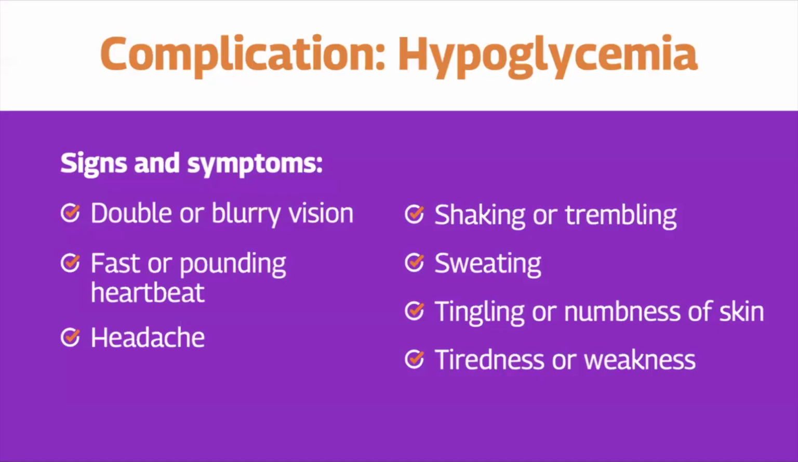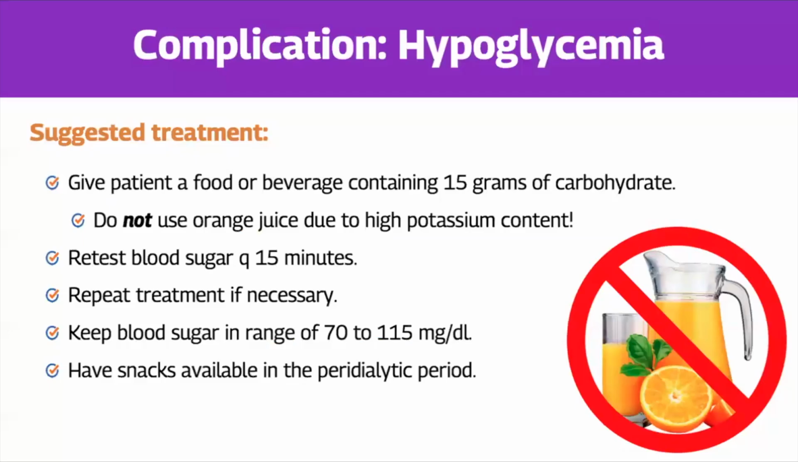So hypoglycemia can also be a complication, and the signs of that are double or blurry vision, fast or pounding heartbeat, headache, shaking or trembling, sweating, tingling or numbness of skin, and tiredness or weakness. Most of us as nurses know those signs of hypoglycemia, and that big red flag comes up as you're assessing the patient. So the treatment for hypoglycemia has always been to give 15 grams of carbohydrate.